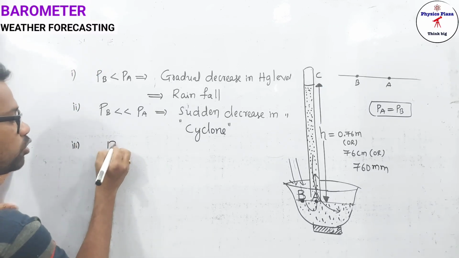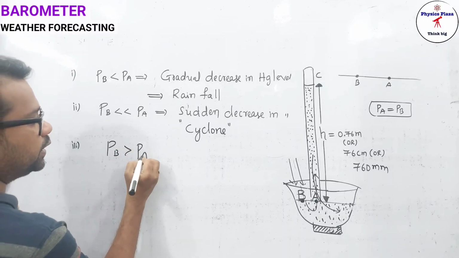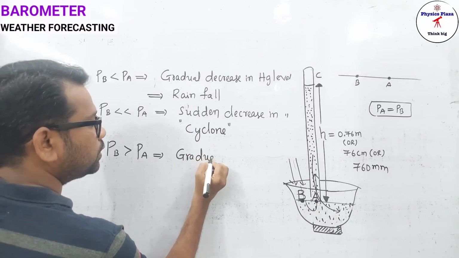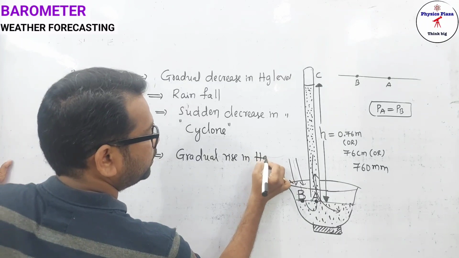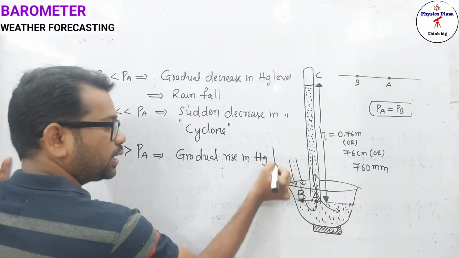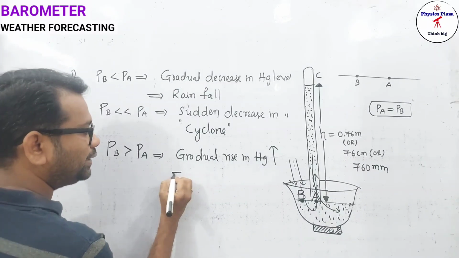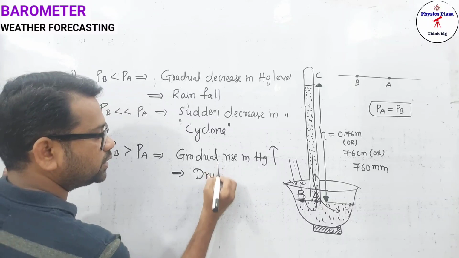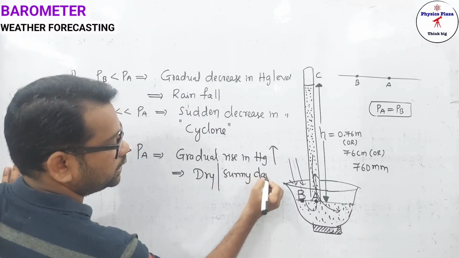What happens if outside pressure is more than the inside pressure? Then there is a gradual rise in mercury level, children. Gradual rise in mercury level means the height of the mercury will be increasing slowly. So it indicates dry weather or a sunny day.